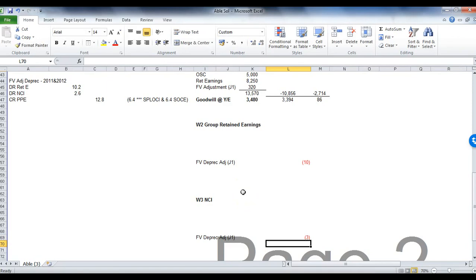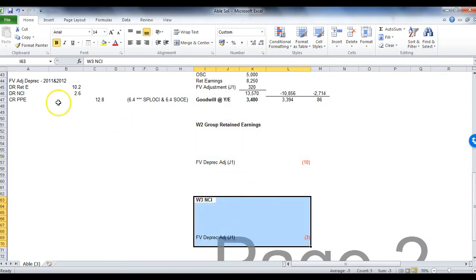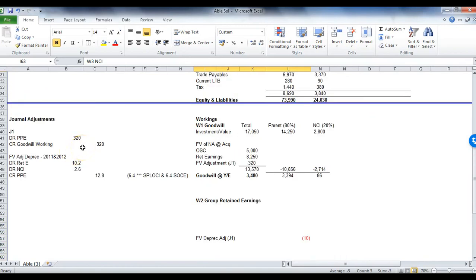But the key thing is I'm doing one approach, or one sweep, through everything. I've set up my key workings. This is what the key marks are going for. And I've told the examiner, look where the solutions are coming from. So it's all very much captured in one. This has gone to the PPE. That's gone to the SPLOCI. They're gone to their bigger workings. So that's your fair value adjustment done and your goodwill working. So off to a good start.